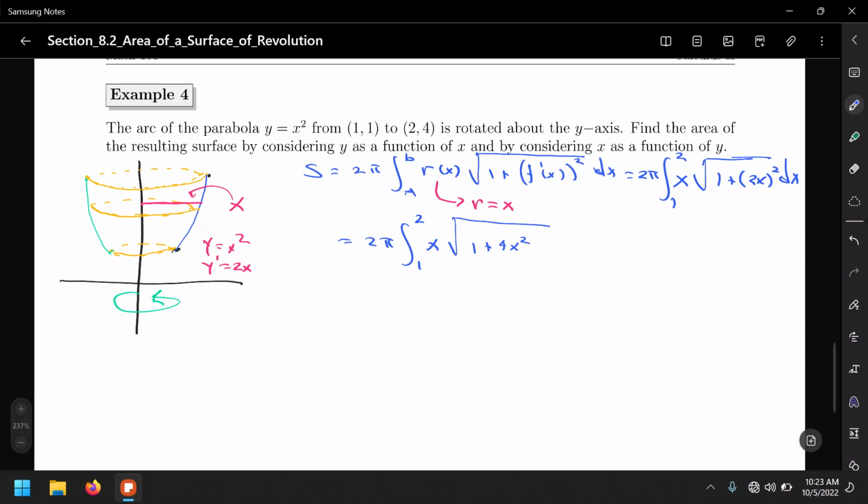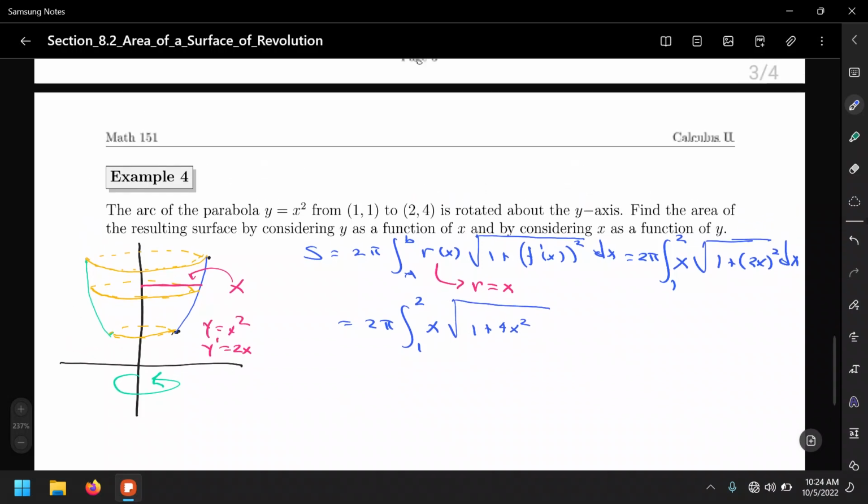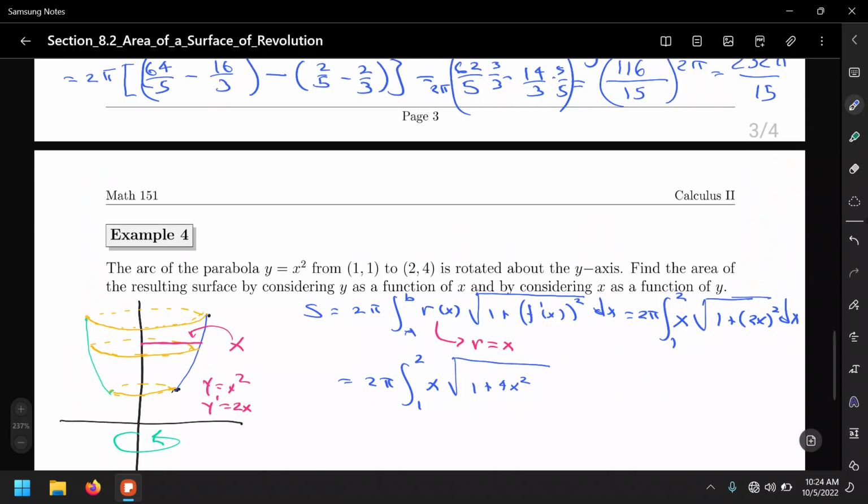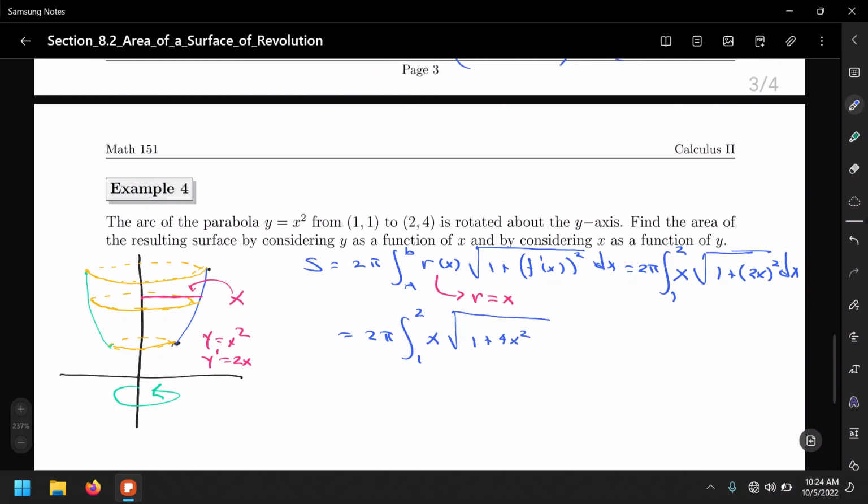Be careful, because when we're squaring 2x, this power right here should affect both the coefficient and the variable. So that's usually a very common mistake when working with this type of problem. We only square the variable, but we tend to forget to square the coefficient as well. Or backwards, we just square the coefficient but not the x. All right.